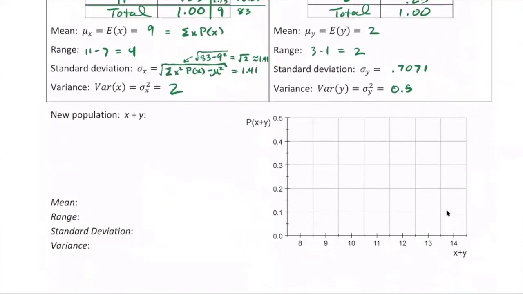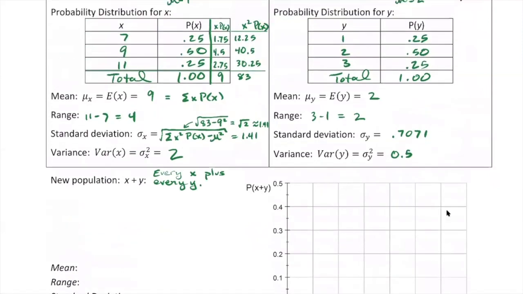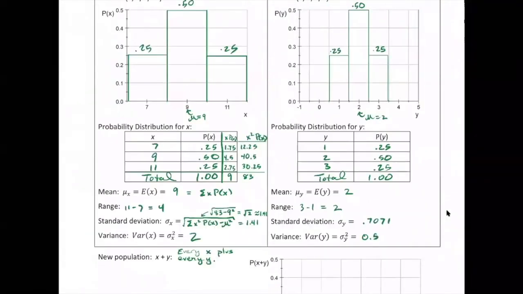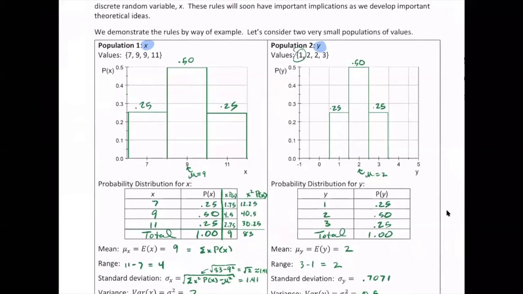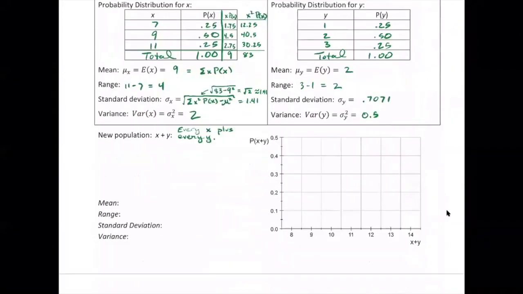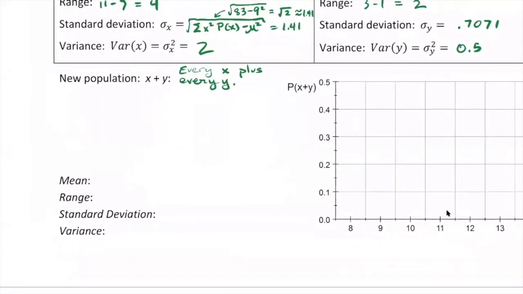Okay, so we have to do a new population, which is going to be x plus y, and that means every x plus every y. So you have to look at the first value of x. I'm going to zoom out a little bit. The first value of x was a 7. You have to add every y to that. So there's a 7 plus the first y, then the second y, then the third y, then the fourth y to the 7. Okay, so 7 plus 1 is 8.